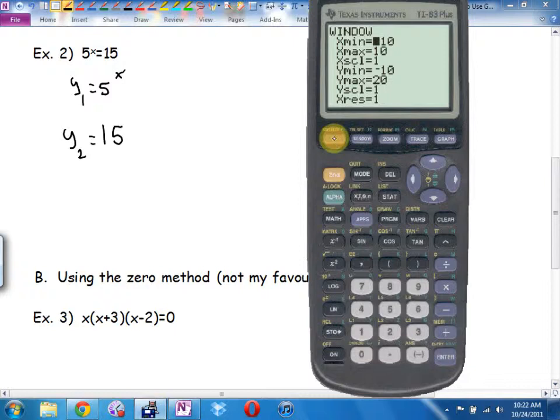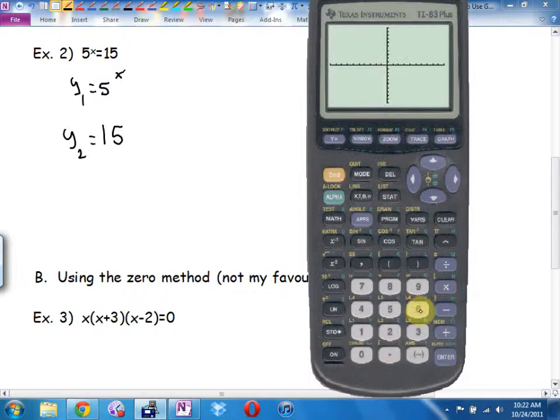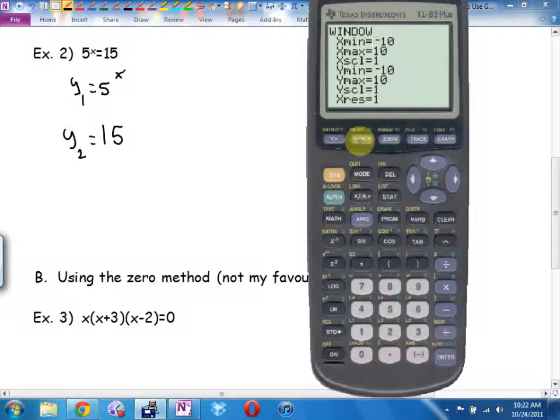Let's clear any graphs. Sorry, I said windows. Clear your graphs. And you know what? Before we go further, let's go zoom standard. So we're back to our negative 10, positive 10 window. Now, let's graph 5 to the x as y1. 15 is y2.